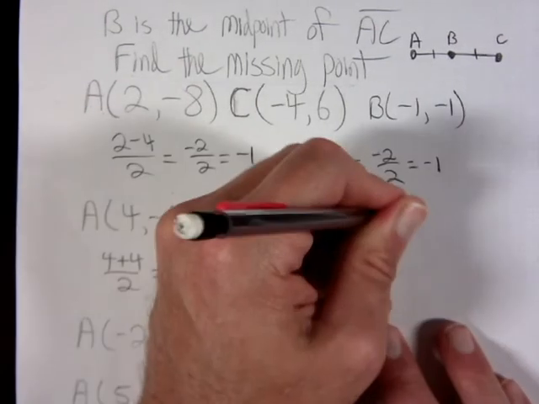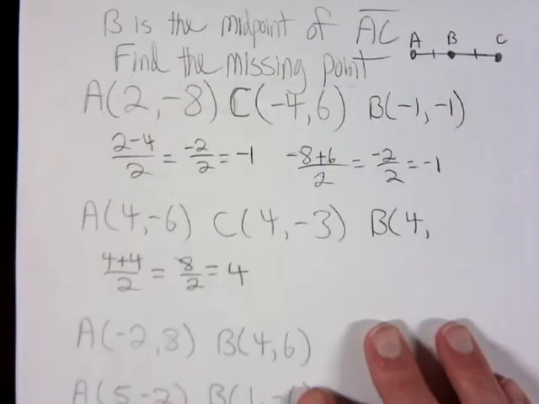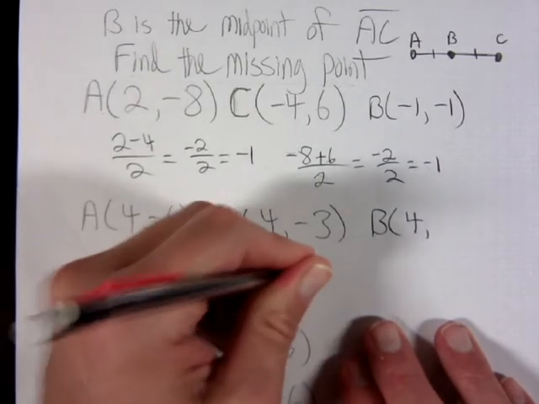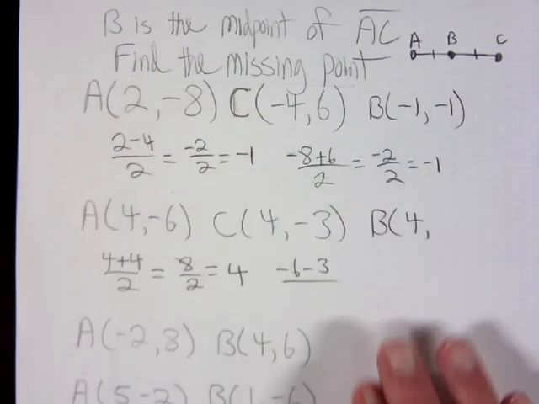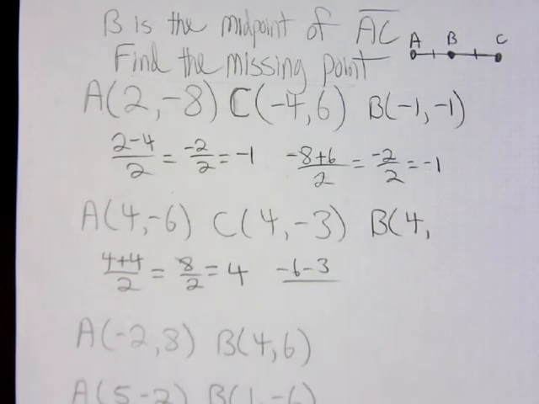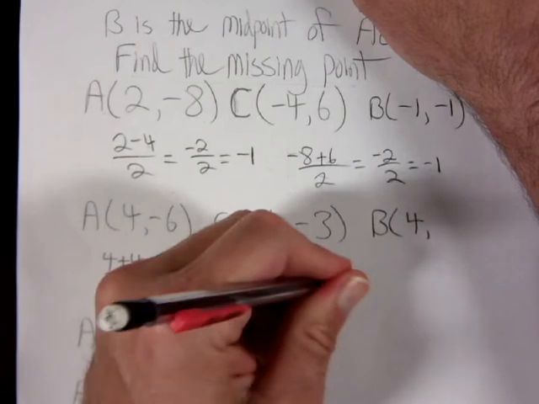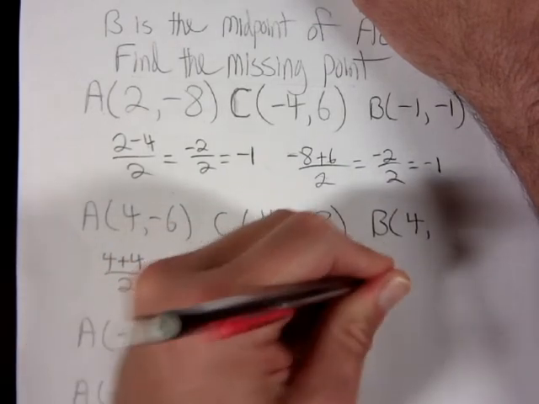So 4 is the x-coordinate of the answer. Now I need to take the y's and put them together. Negative 6 minus 3. Remember, you're going to put them together exactly how they are. So negative 6 minus 3 divided by 2. Negative 6 minus 3 is negative 9.